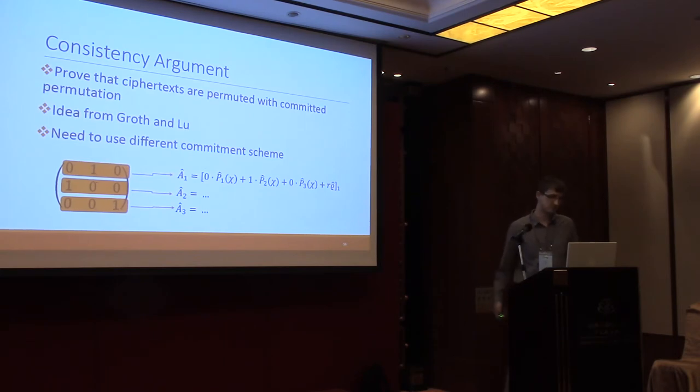And then, we use a similar idea as in the Groth-Lu paper. Basically, in this argument alone, we make the assumption that these A hat polynomials, or these A hat commitments, are to a permutation matrix. And then from that, it follows that this shuffling was done correctly.